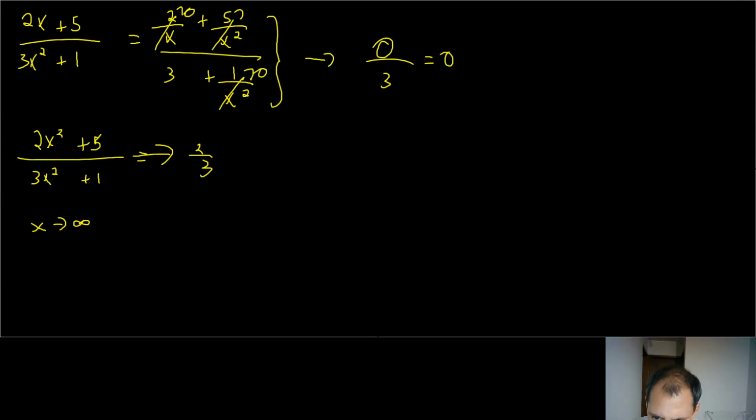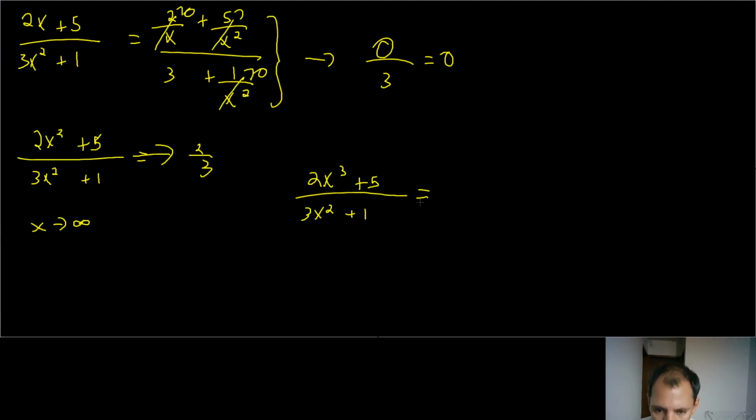And you got another one here, which is 2x cubed plus 5, over 3x squared plus 1. Okay, the numerator has a larger power than the denominator. The numerator has a cube, and the denominator has a square. So this is just going to approach infinity, or it could approach negative infinity.